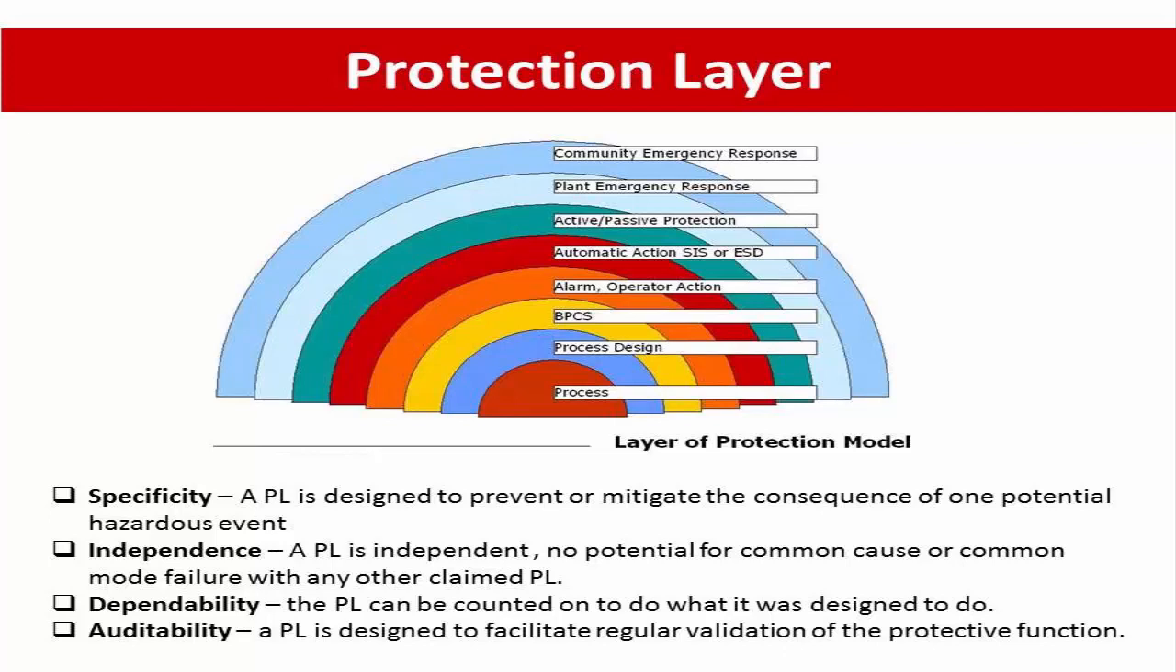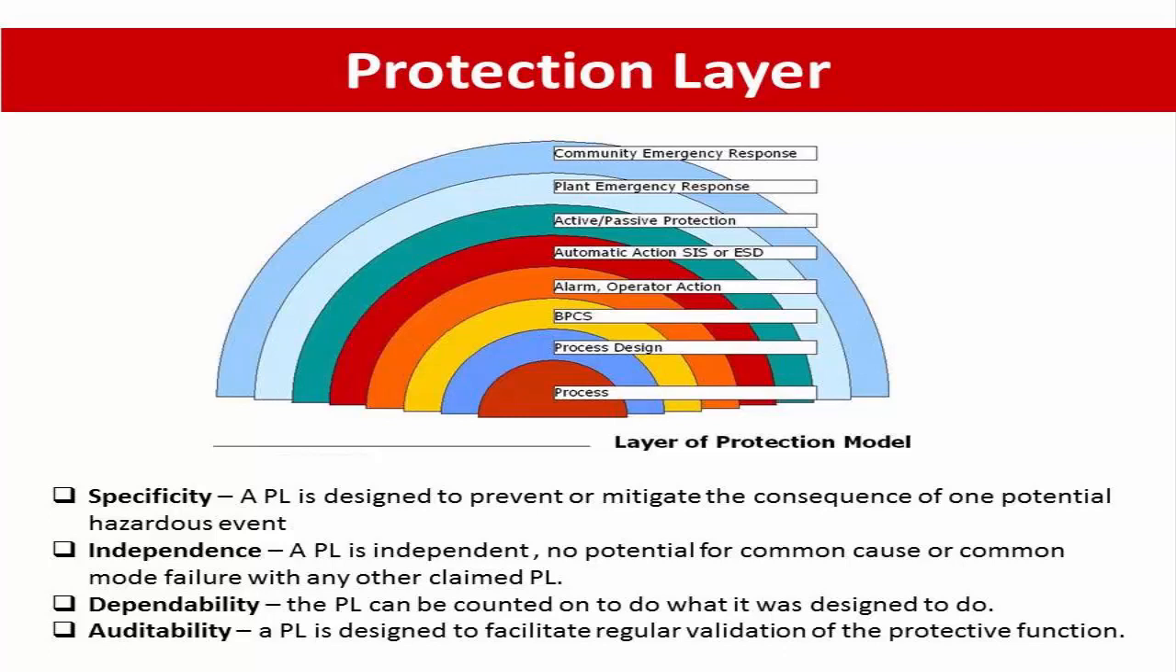This is a picture of the protection layers. It starts from the process, from the inside, and the next layer is process design and BPCS, then alarm and operator action, and ESD automatic action by SIS. Then active and passive protection such as firefighting, then plant emergency response, and the last layer is community emergency response.